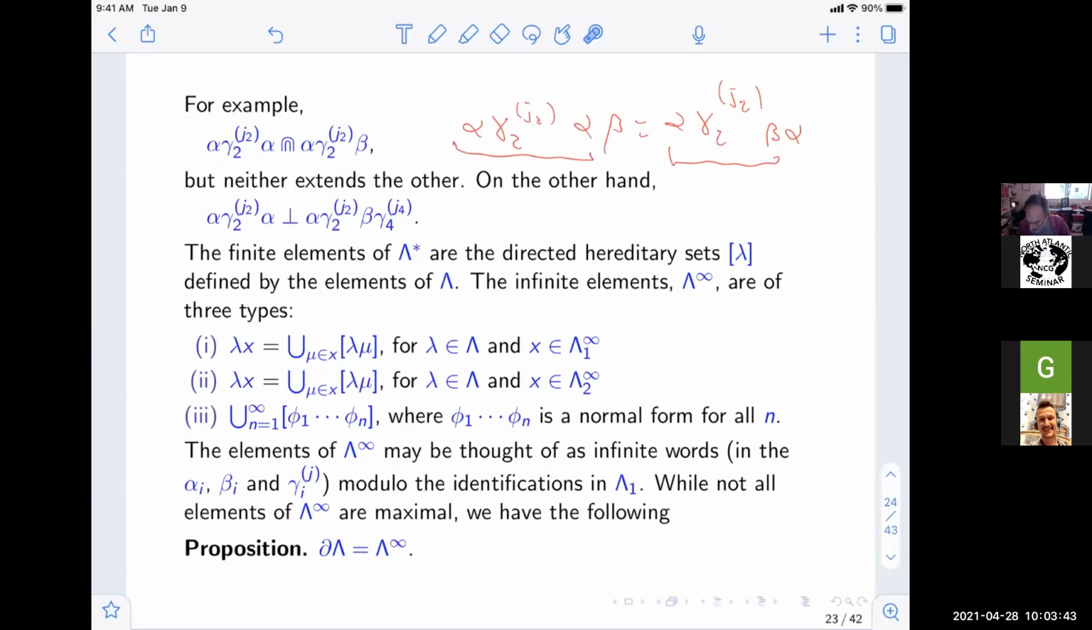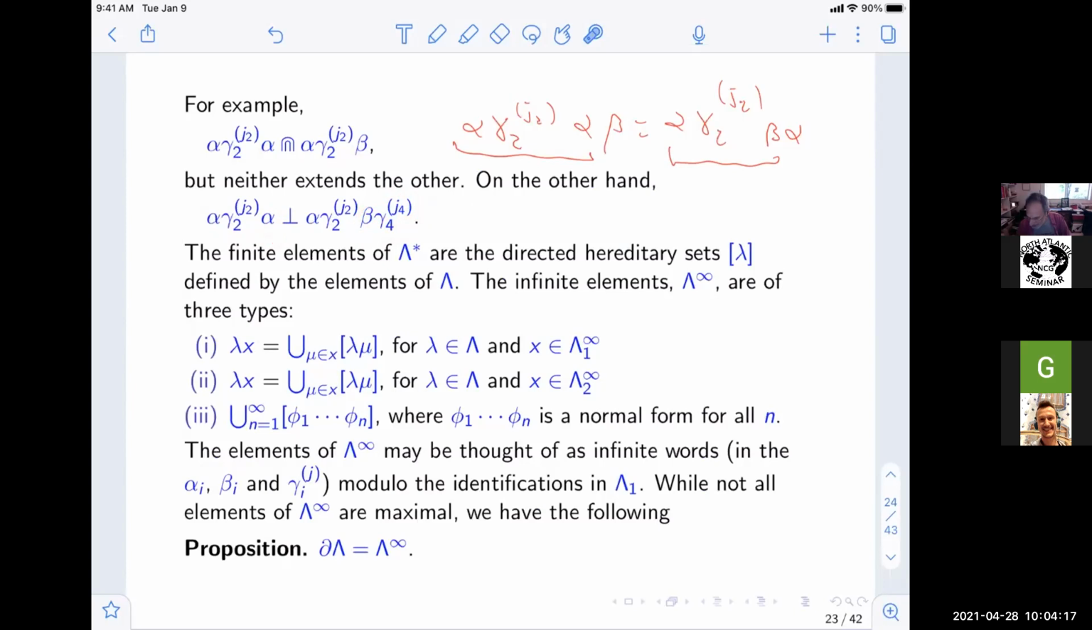On the other hand, here's an example where if we put gamma 4 after the alpha gamma beta, then it's impossible to find a common extension with this other one because there's no way to adjust this beta by having something go further. And if you try to put a beta in here, you'll never be able to get the gamma 4 next to it. So that's just trying to, again, illustrate what I was describing before.